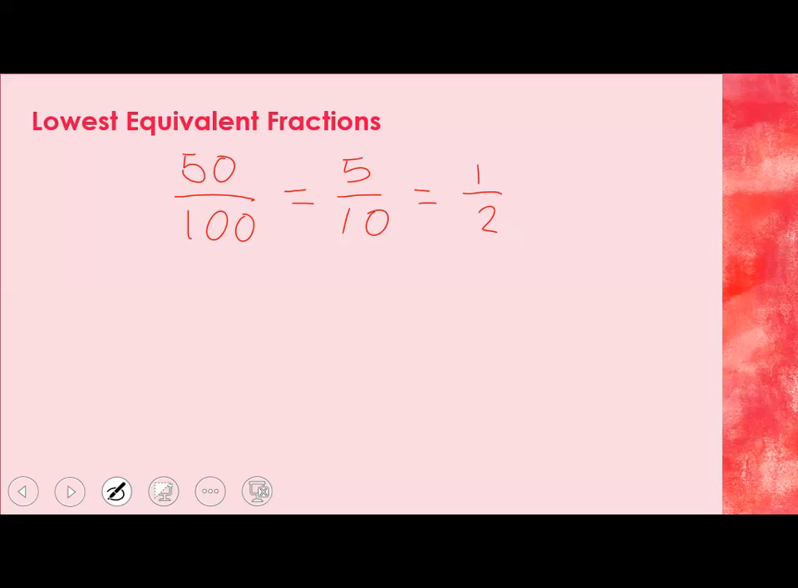And I'm just going to check the relationship between my numerator and denominator. What is the relationship between 50 and 100? Well, it's twice as big. What's the relationship between 5 and 10? It's twice as big. Good stuff. Equivalent so far. What's the relationship between 1 and 2? Twice as big. So this is just something that I need to be wary of. Always check your answer. Can't then be divided again. And remember, I'm looking for the lowest equivalent fraction.